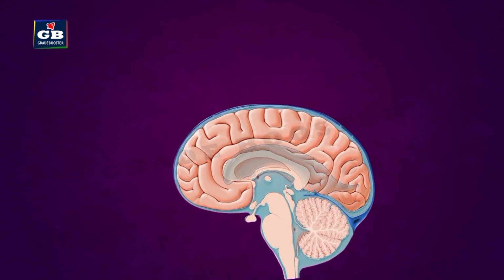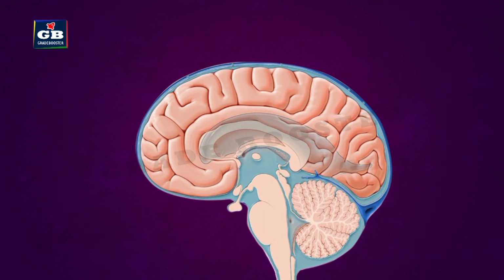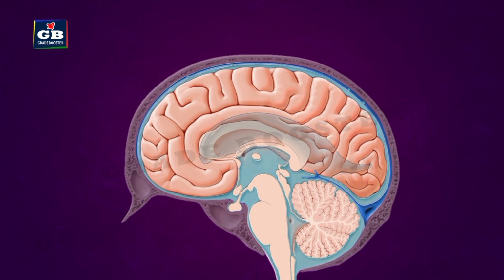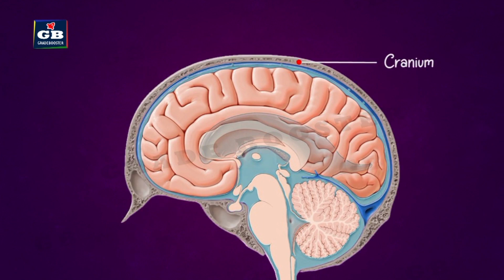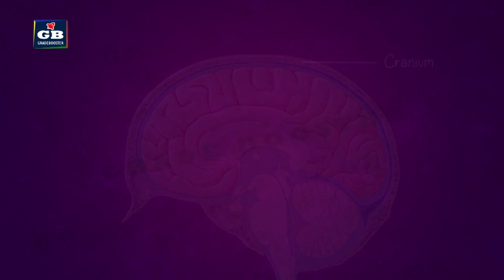The brain, along with the meninges, is protected by an outer bony case called the cranium. The cranium is a hard structure that is made up of bone.